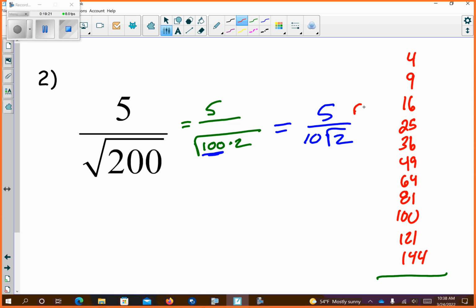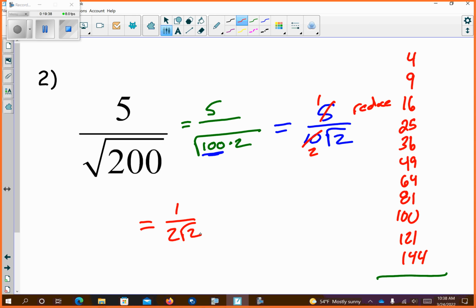We could think about reducing right now. What's going to reduce if we reduce? Yeah, the 10 and the 5. That becomes a 2. That becomes a 1. So I get 1 over 2 root 2. Okay, now we can rationalize.